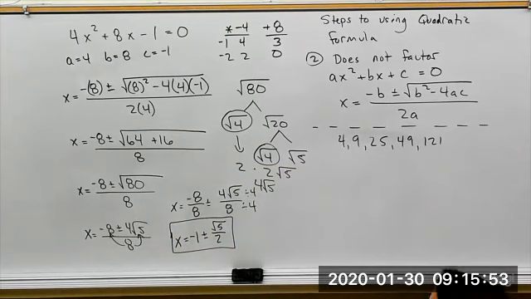All of these are multiple choice. So you'll select the multiple choice answer that has negative 1 plus or minus the square root of 5 divided by 2.